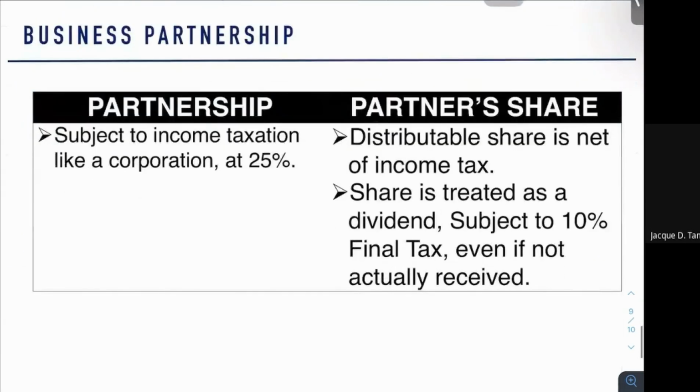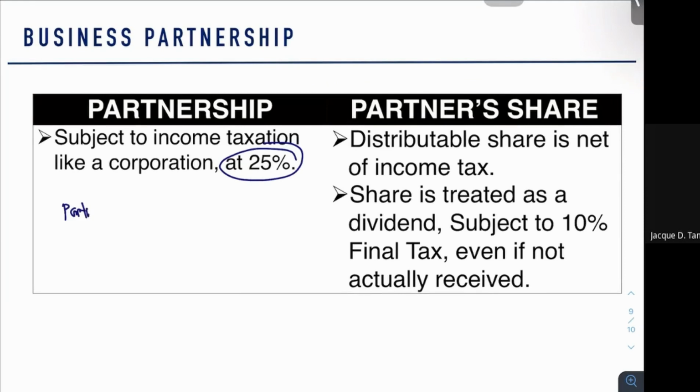Now, how about if that is a business partnership? If that is a business partnership, the partnership is subject to income taxation like a corporation at 25%. So if this is the partnership income, you deduct a tax at 25%. Then we have your income after tax. Then this income after tax will be distributed.